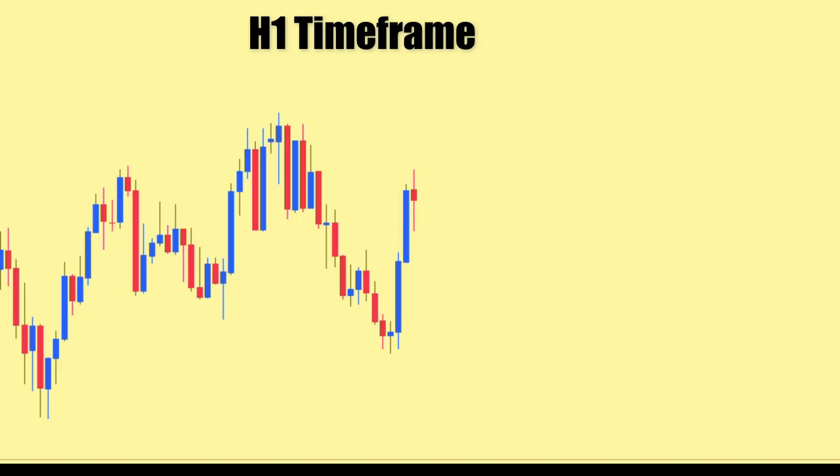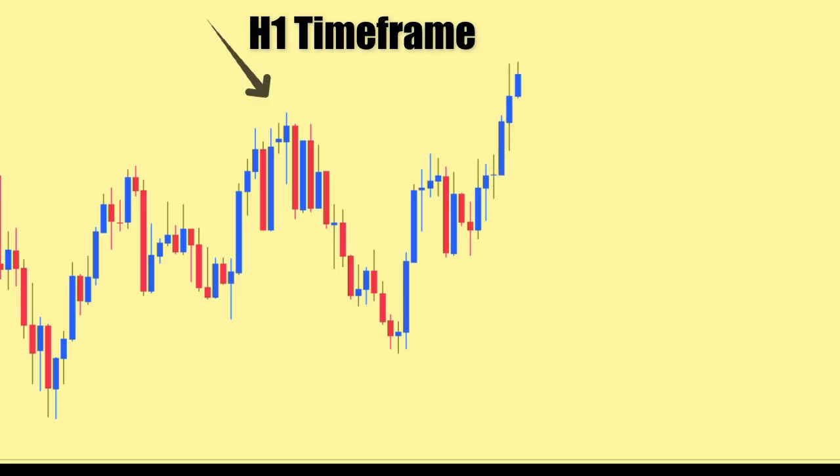Price was respecting this level multiple times, which tells us that sellers were defending this area. The market was in a controlled movement until this point. Now pay attention to what happens next. Price breaks above the previous high with strong momentum.